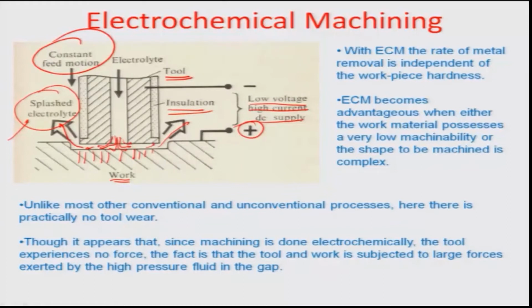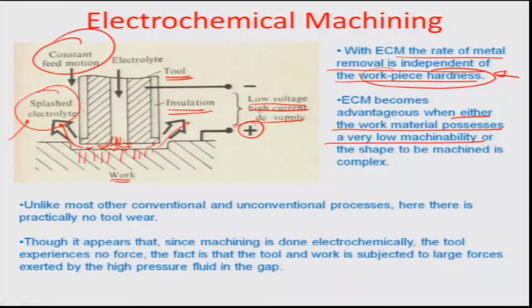So, with the ECM, the rate of metal removal is independent of the workpiece hardness. So, you can go as hard as possible on the material front and still be able to do machining, which may not be the case in mechanical removal. ECM becomes advantageous when either the work material possesses a very low machinability, or the shape of the machined item is very complex. I have already discussed this, and unlike most other conventional and unconventional processes, here the tool wear is very limited. There is some tool wear, but practically very little.